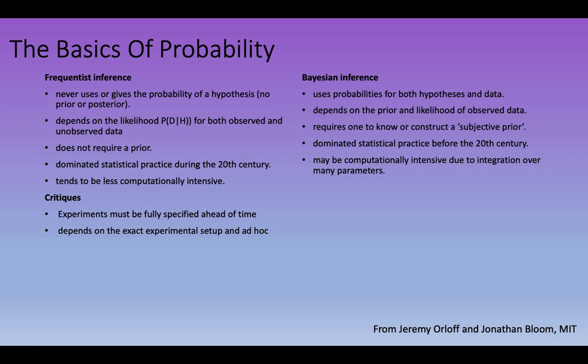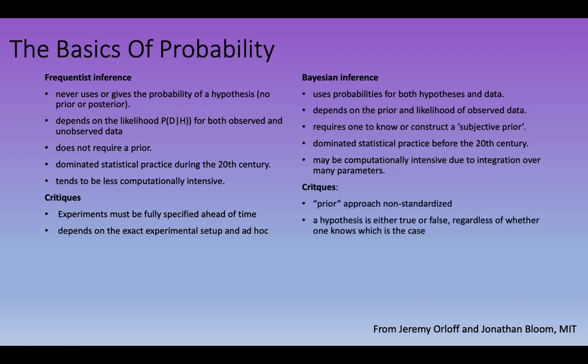So some of the critiques of frequentist inference is basically that you have to have experiments that are fully specified ahead of time, or else they don't really fit a frequentist framework. And so there's lots of opportunities that are lost in sciences because of that. And it depends on an exact experimental setup and some ad hoc assessment of that.